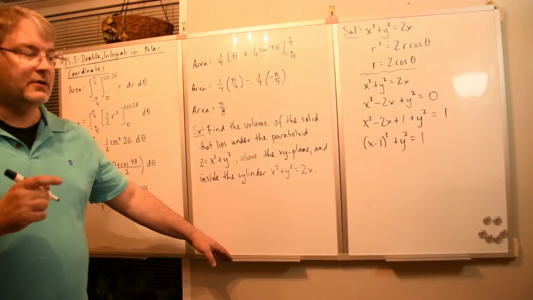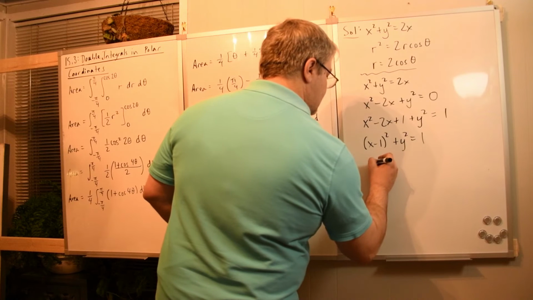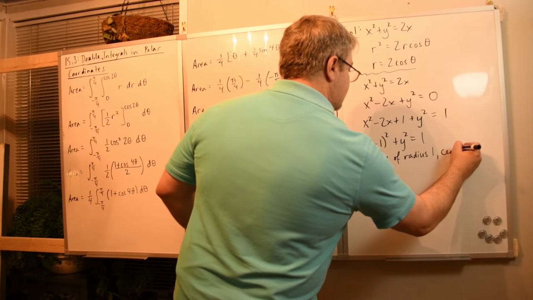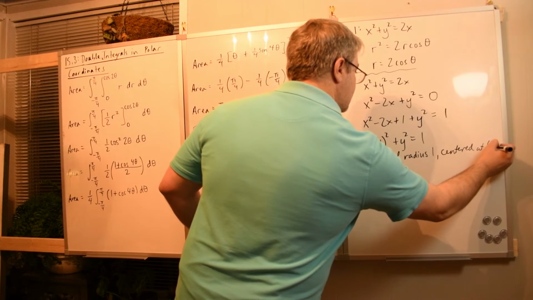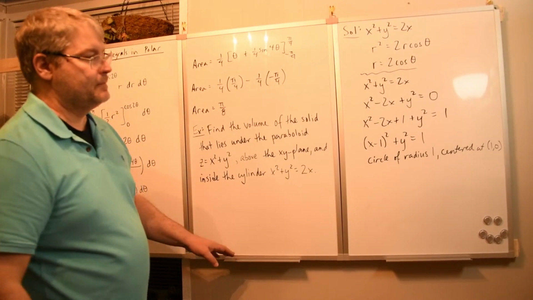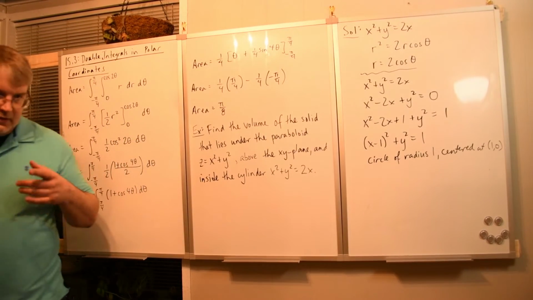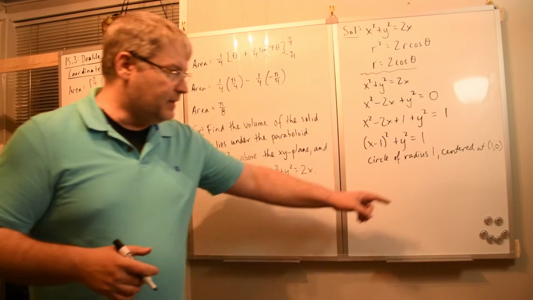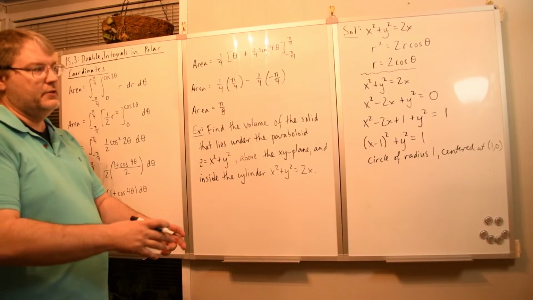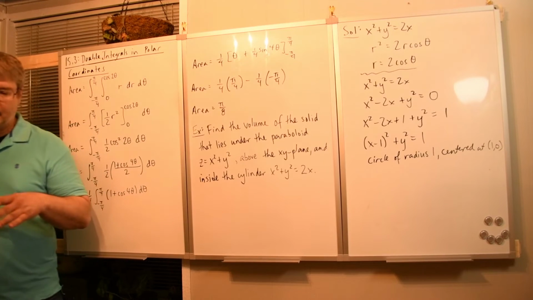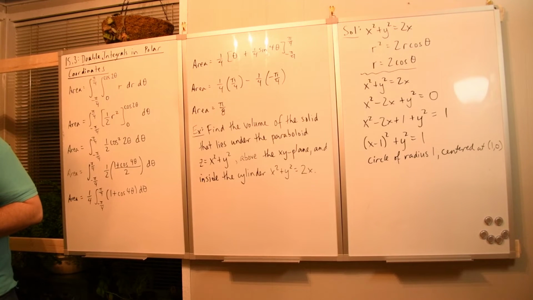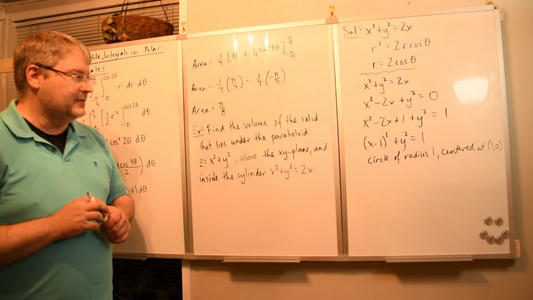Now, this is a circle, radius 1, and it's centered at (1, 0). So that's what I was mentioning earlier, that the cylinder isn't going to be centered about the z-axis. It's going to be a bit off-center, centered at (1, 0). So we think about how that cylinder is going to intersect this paraboloid z equals x squared plus y squared. It's going to form the solid that's bounded below by the xy plane. And now we've got to figure out how exactly this is going to work.